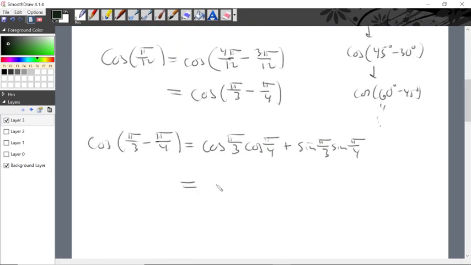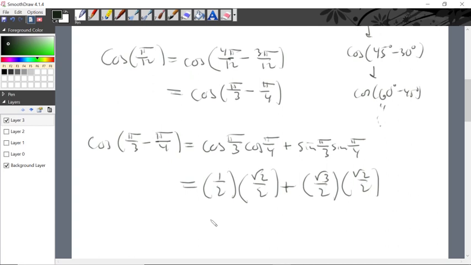The cosine of pi over 3, we know that to be 1/2. The cosine of pi over 4 is root 2 over 2. The sine of pi over 3 is root 3 over 2. And the sine of pi over 4 is root 2 over 2. Combined with a common denominator, we get root 2 plus root 6 over 4. And that you can verify on your calculator. This is an exact value.